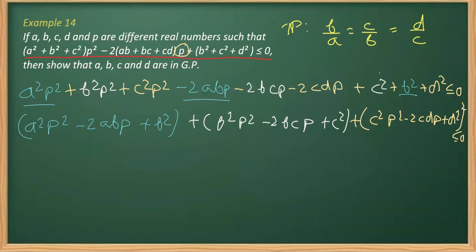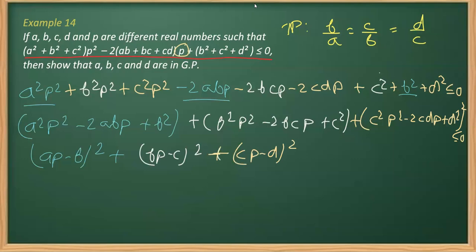So what do we get here? This turns out to be AP minus B whole square. The next one turns out to be BP minus C whole square. And the last one turns out to be CP minus D whole square, right? And this is given to be less than or equal to 0.